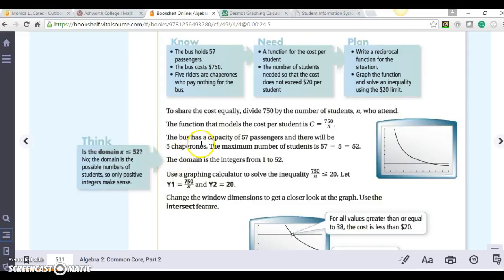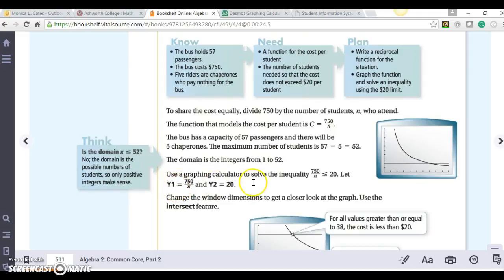The bus has a capacity of 57 passengers, but there'll be 5 chaperones, and the chaperones don't pay. So the maximum number of students is 52. So the domain has to be from 1 to 52. Notice it can't be 0. I need at least 1 student to go on this trip.